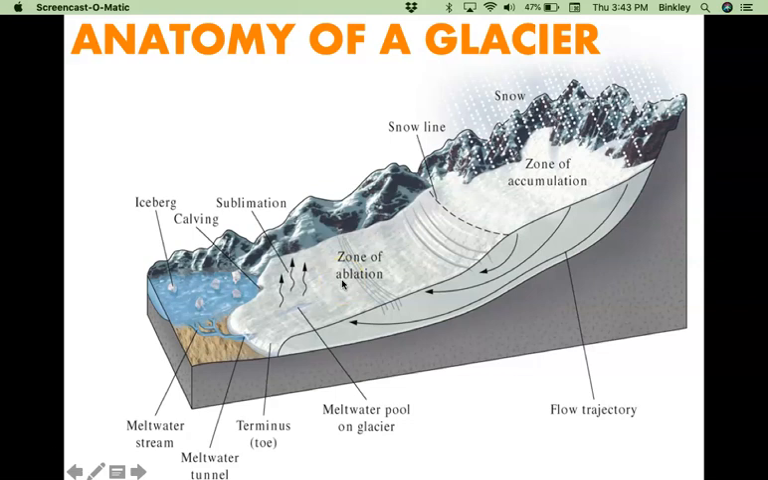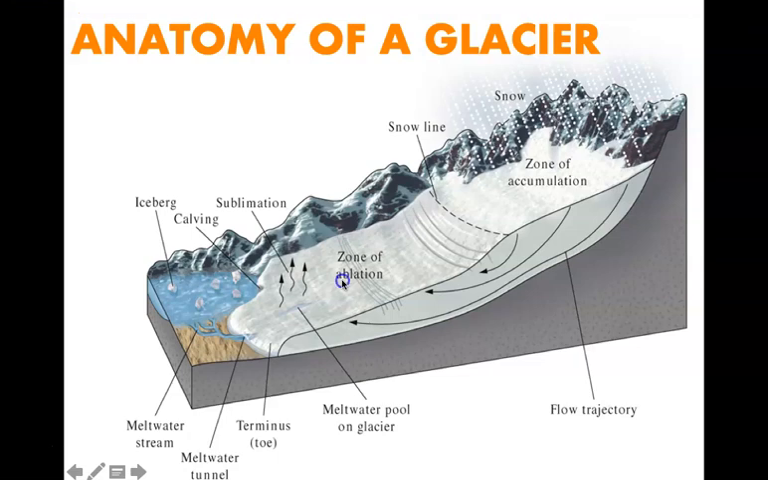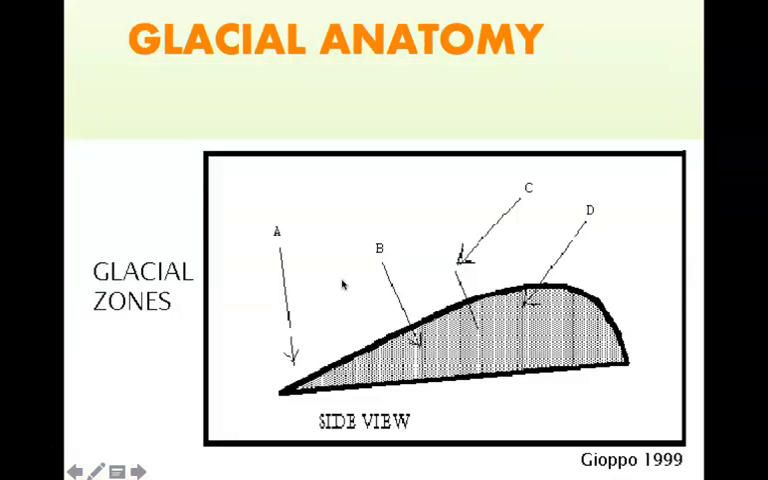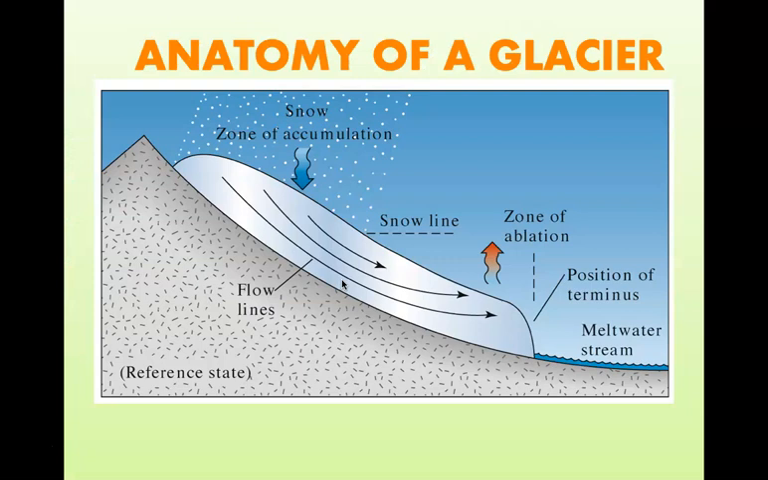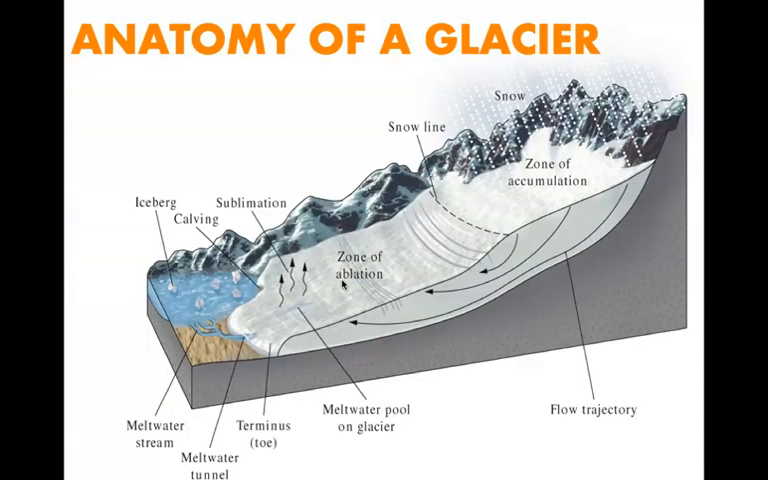I tend to use the word wastage there, zone of wastage, zone of ablation. I can try to remember to change it on the test. Just in your notes in parentheses, maybe put wastage there as well. This is where you have the area of seasonal melt, okay?